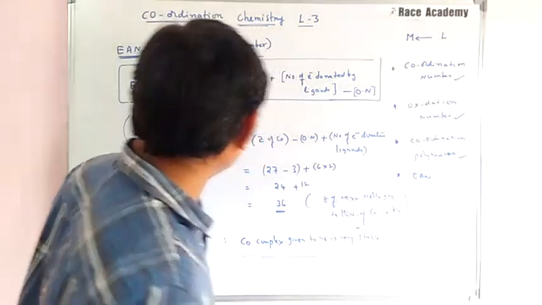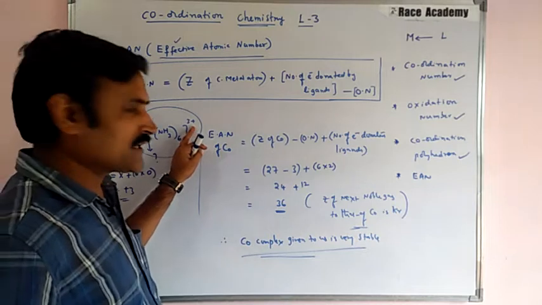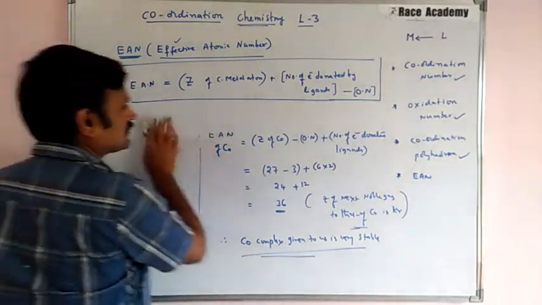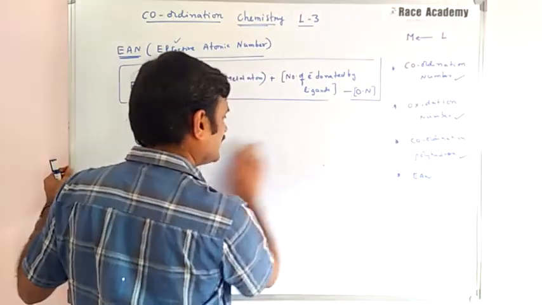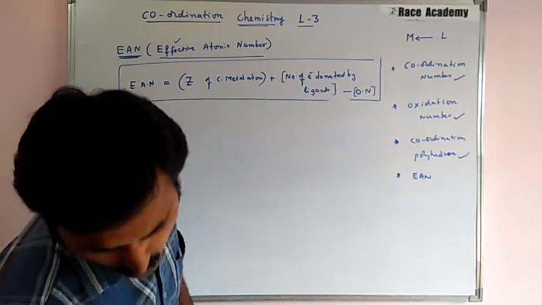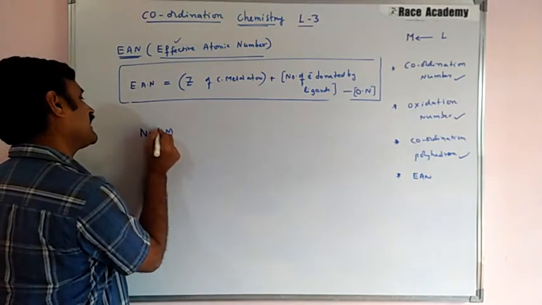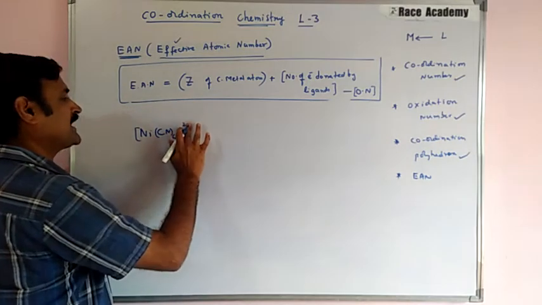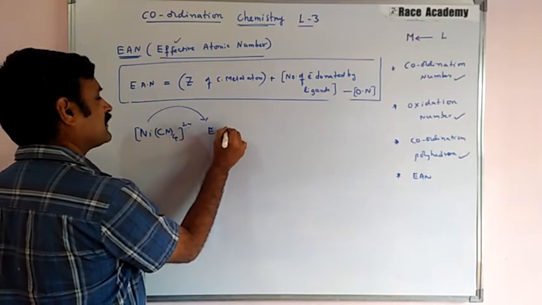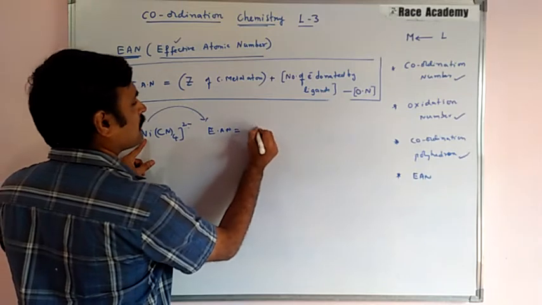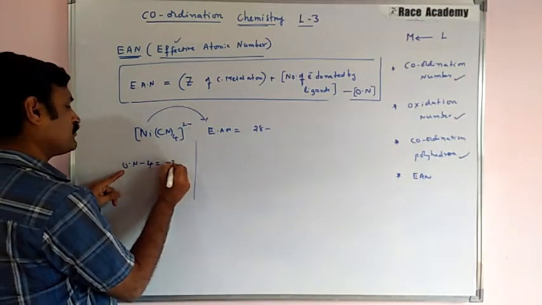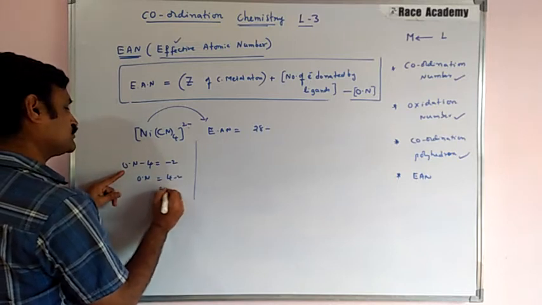Finally, we'll do one more example, considering a negatively charged anionic complex ion, to discuss stability. So let us take another example to find the E.A.N of the complex ion. I am considering a nickel complex, [Ni(CN)4]2-, a 2 minus ion, sorry, 2 minus ion. I want to calculate the effective atomic number of nickel. So what is the nickel atomic number? It is 28, minus the oxidation number of nickel. So the oxidation number of nickel minus 4 is equal to minus 2. So what is the oxidation number? That is 4 minus 2, that is plus 2.